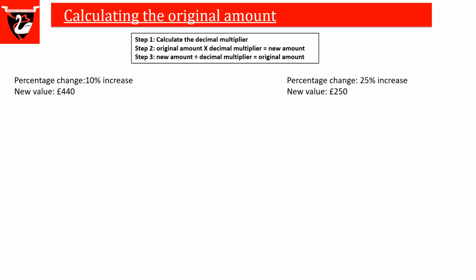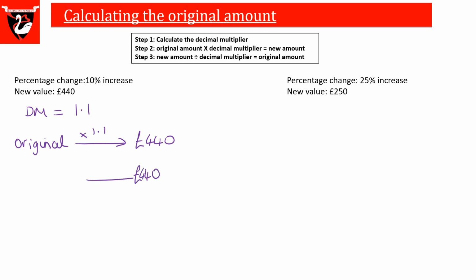Next couple of questions, we have an increase. So the first thing we have to calculate is our decimal multiplier, and our decimal multiplier in this case with a 10% increase is going to be 1.1. So we start with our original, we multiply it by 1.1, and that gives us our new amount of £440. We then reverse our equation, so we have £440. Because we're going in reverse, we divide by 1.1, giving us a final amount of £400.